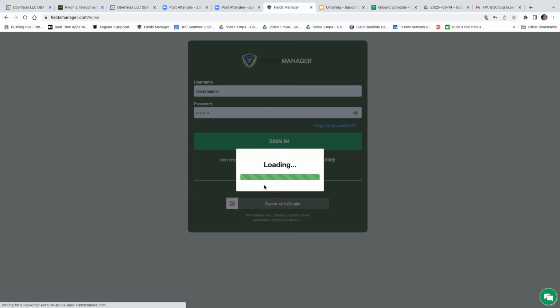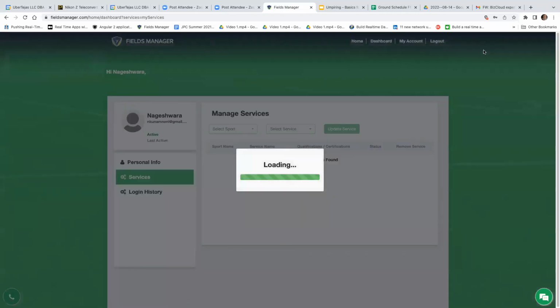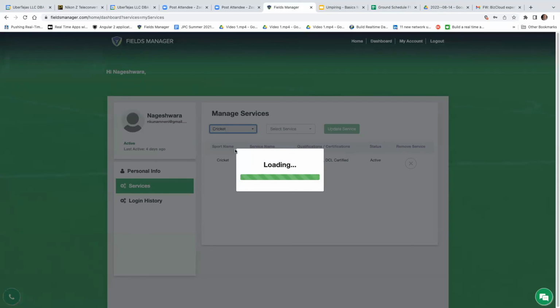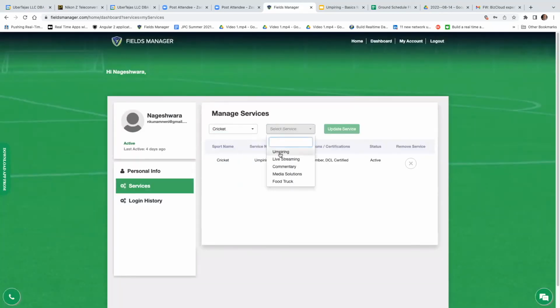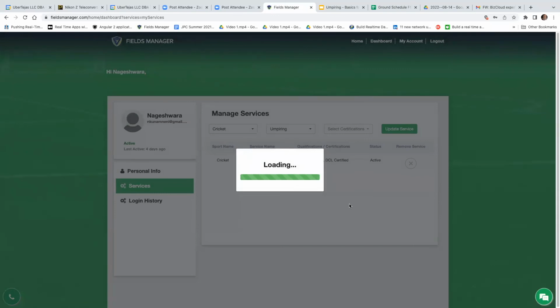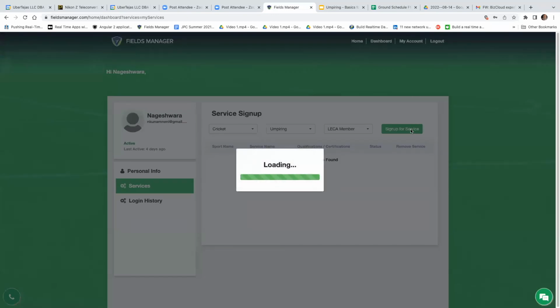Once you come in here, there is a place called Manage Services on the top right corner. Click on that. Here it says Manage Your Services. You pick cricket. Select the service that is umpiring. For now, because I'm already signed up, I'm just deleting myself so that I can do it from scratch for you. So click umpiring, then click LECA, and sign up for service.